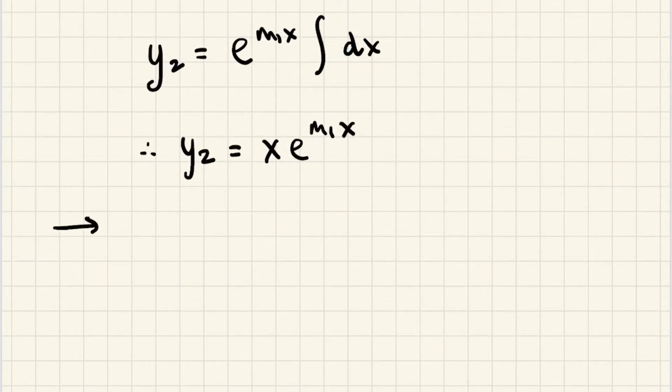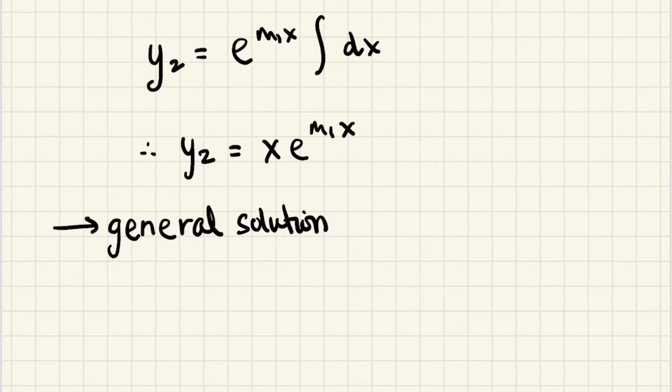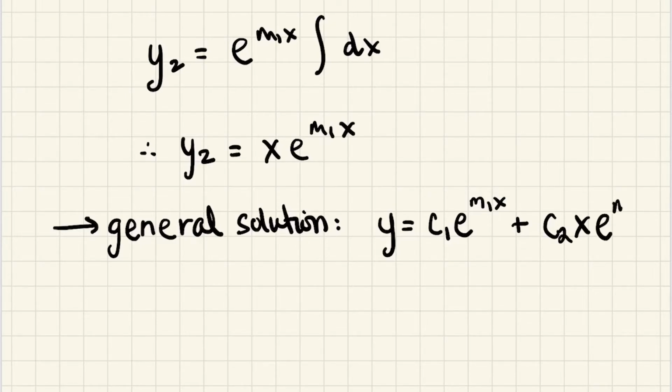So in this case, where we had equal real roots to the auxiliary equation, the general solution is a linear combination of the two fundamental solutions we have. So that would be c1 times e to the m1x, where we obtained that m1 from the auxiliary equation by solving it, and c2 x e to the m1x.